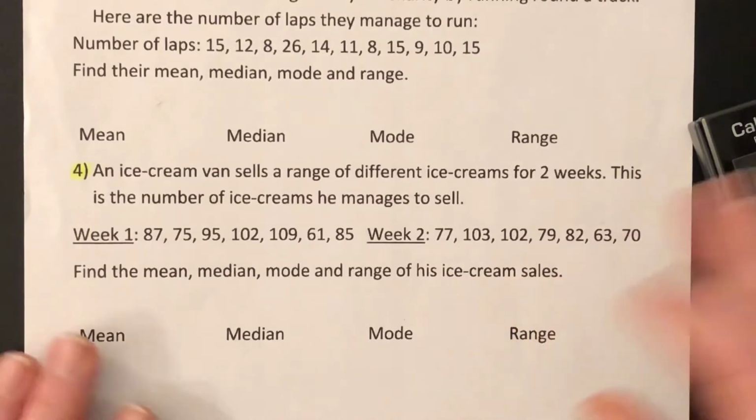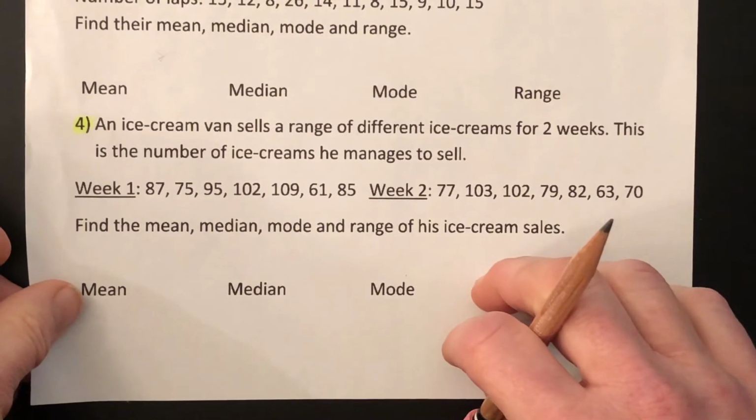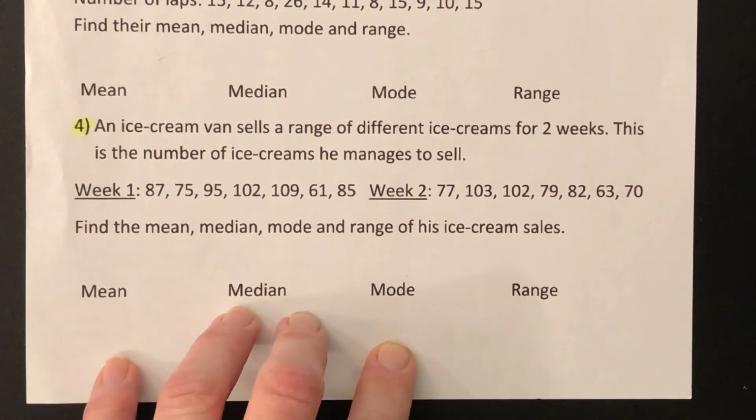Now we'll look at number 4. Oh, ice cream. I would love to have some ice cream. Vanilla bean with this chocolate, dark chocolate shavings.